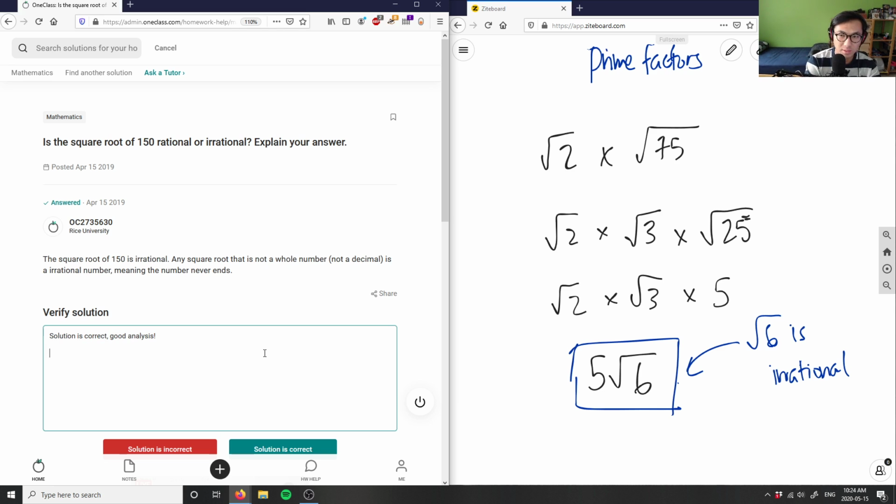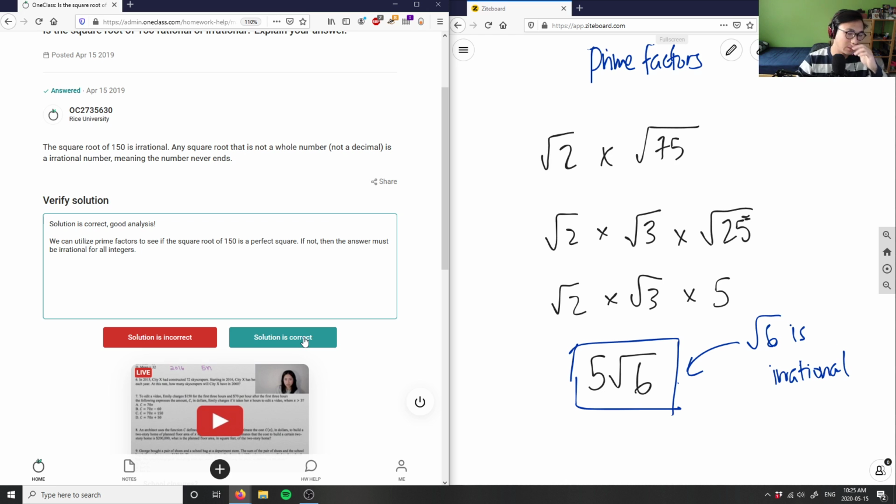And then what we can do is utilize prime factors to see if the square root of 150 is a perfect square. If not, then the answer must be irrational for all integer numbers. So the solution here is correct.